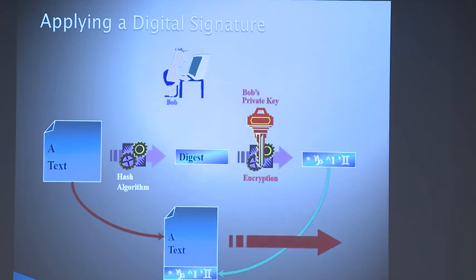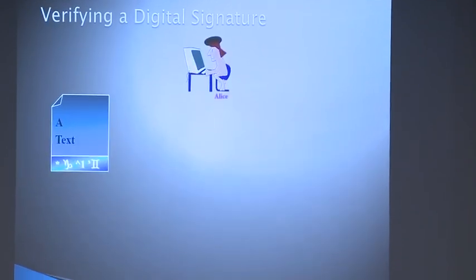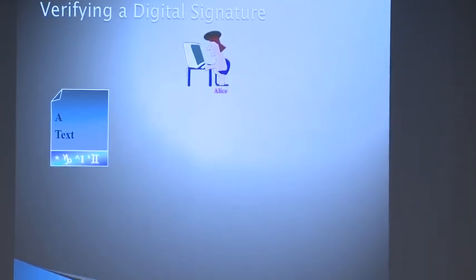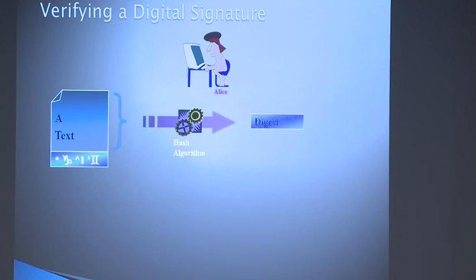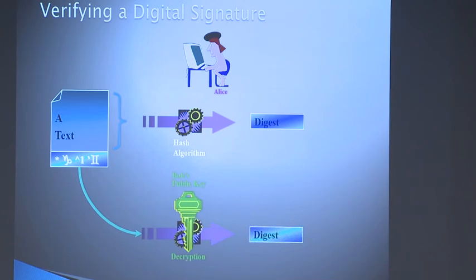What's Alice going to do with his digital signature when she gets it? Well, Bob has already sent her his public key. So she already has his public key. She's going to take that data. She's going to run it through the hashing algorithm as she's done before. She's got the message digest, but she also has the gobbledygook that's underneath Bob's text message. So she separated that out. She's now going to use Bob's public key to decrypt that. She gets the digest out of this. She's going to compare the two digests.